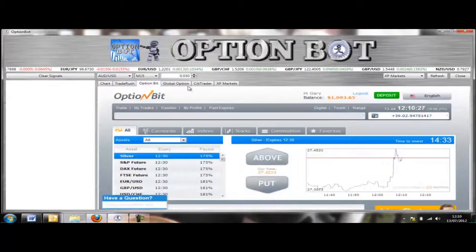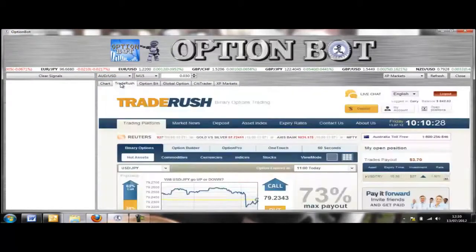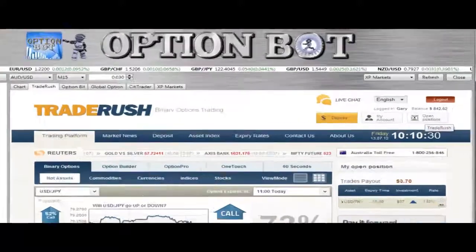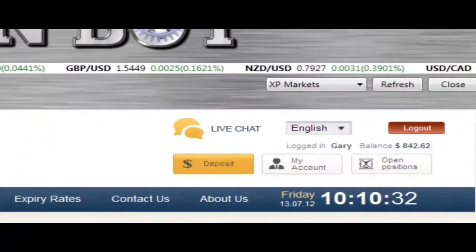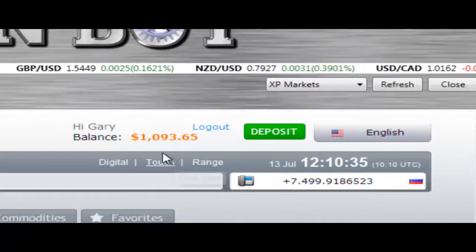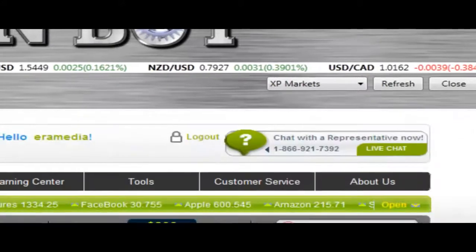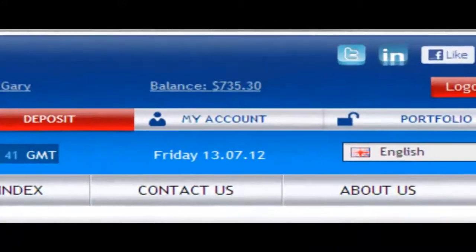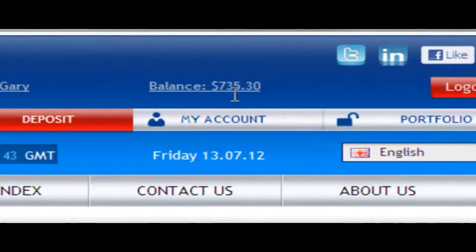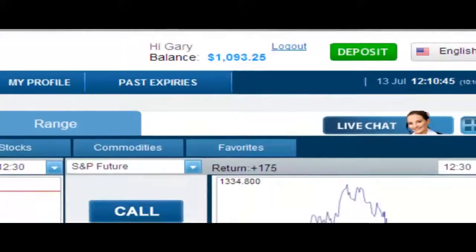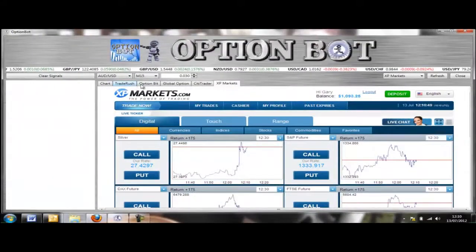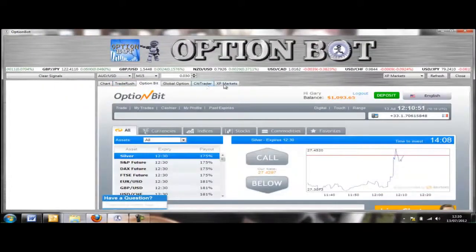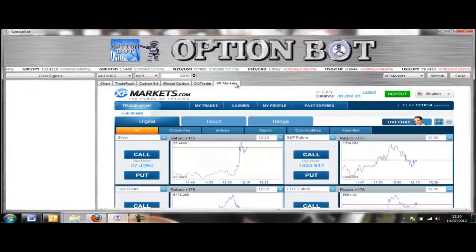And I have 5 platforms to trade on. As you can see, I have a balance of 842.62 with TradeRush, a balance of 1,093.65 with OptionBit, a balance of $800 with Global Option, a balance of 735.30 with CityTrader, and finally a balance of 1,093.25 with XP Markets. That's a total across all 5 platforms of 4,564.82 in my trading balance.